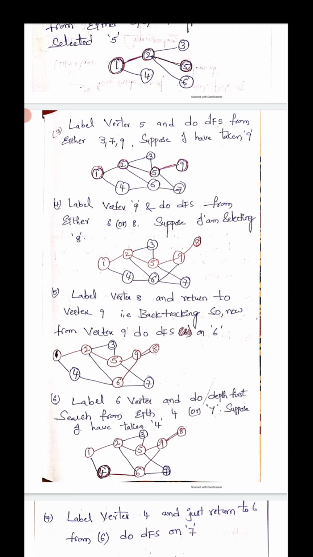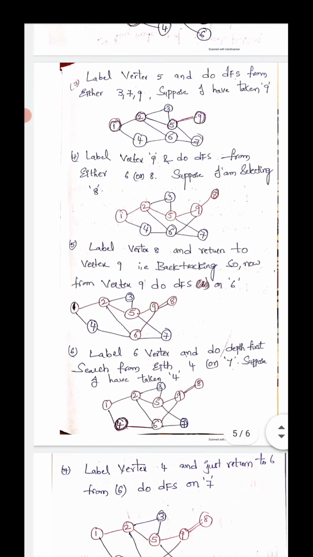That way, given the diagram here, the double line represents backtracking. Now from vertex 9 itself we want to perform a depth first search operation on 6. Listen carefully, I will say everything: label vertex 6.